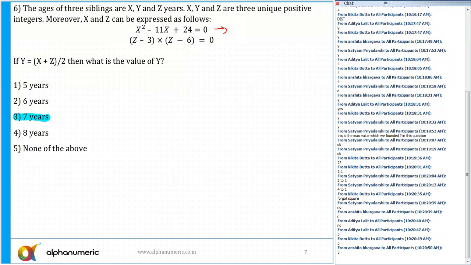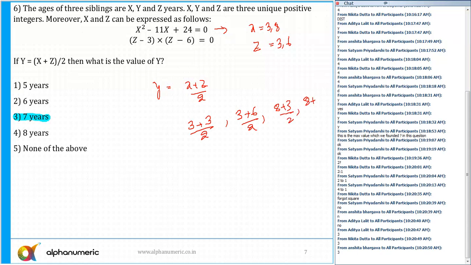So the roots of the first equation are 3 and 8. And the roots of the second equation, z, are 3 and 6. And y is equal to (x plus z) by 2. So for the possible values of x plus z, I can take x is 3, z is 3, so (3 plus 3) by 2. Okay, just a minute. That is one of the ways. Another one is x is 3 and z is 6, so (3 plus 6) by 2. X is 8, z is 3, (8 plus 3) by 2, and (8 plus 6) by 2. So the possibilities are 3 or 4.5 or 5.5 or 7.